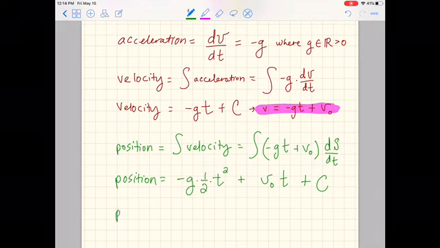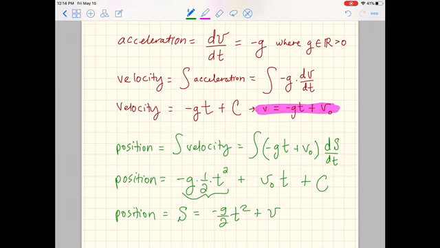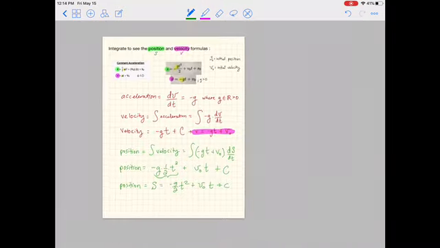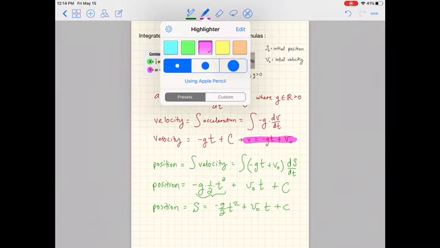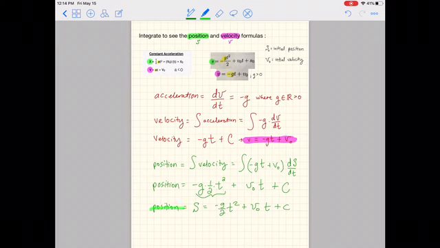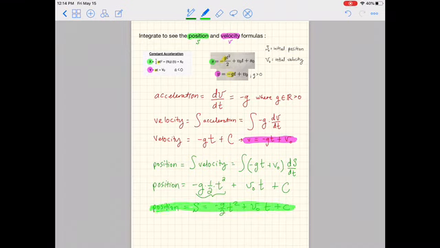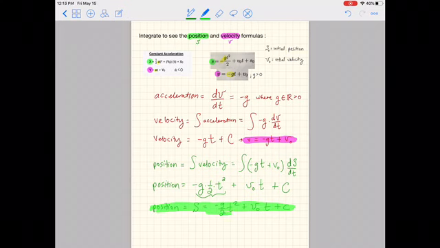So basically, position, which sometimes we use s for position, right, is, if you clean this up, negative g over 2 t squared plus v naught t plus c. And so there you're getting your position formula that you will see in a lot of different applications.